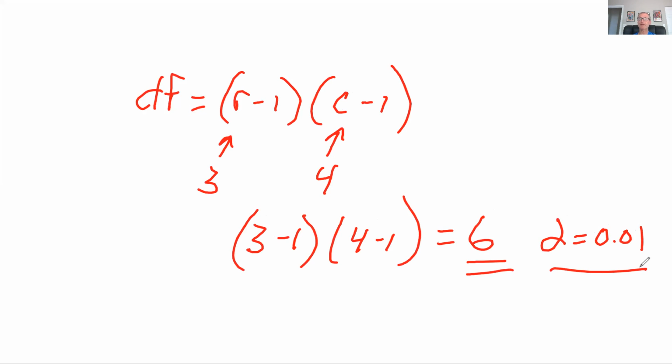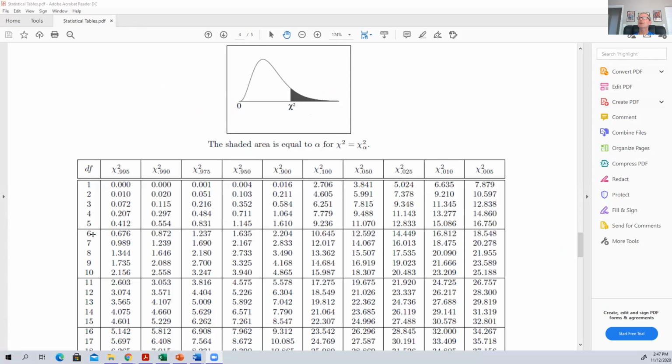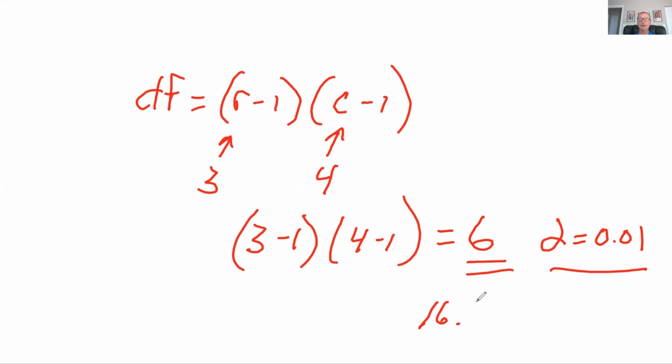So now we want to go back to the table. So let me pull up the table. And you look at the table here, and it's like, okay, so degrees of freedom of 6. And we go over to the 0.01 column, which is second from the bottom. And you can see that's 16.812. So if you go back to the whiteboard, let me write that on here, that's 16.812.